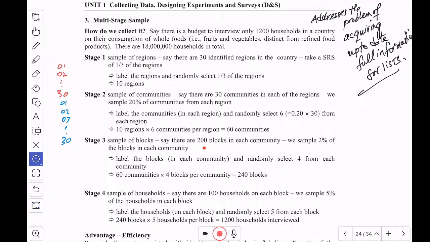So 200 in each community, I start labeling, so 001, 002, all the way to 200. Right? And I have to choose 2%, which is 4. So I'm going to choose just 4 from 200 randomly, but I'm going to do it for all 60 communities. So 60 times 4 is 240 blocks.